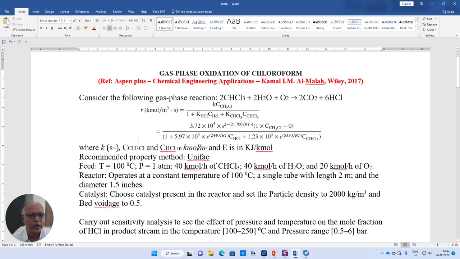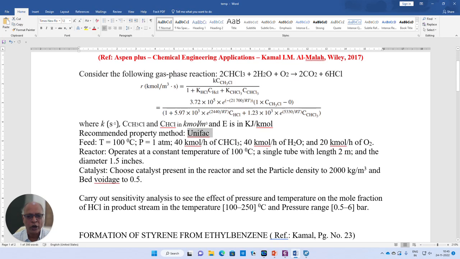And you were given that the preferred method of choice is UNIFAC. The feed is entering at 100 degrees centigrade, 1 atmosphere, and these are the flow rates of the 3 components, reactants that are entering into the reactor. The reactor, a plug flow reactor, is operating at a temperature of 100 degrees centigrade. The configuration of the reactor is one single tube with a length of 2 meters and diameter of 1.5 inches. And you are using a solid catalyst. So choose catalyst present in the reactor, and the particle density is given as 2000 kg per meter cube and void is 0.5.